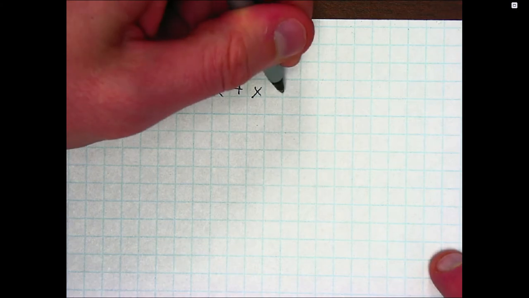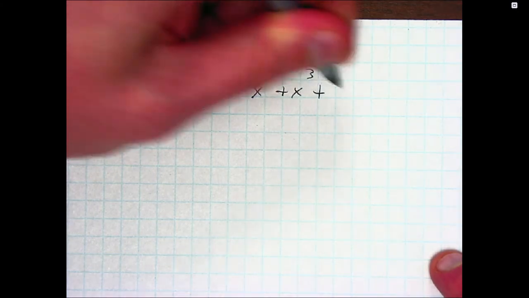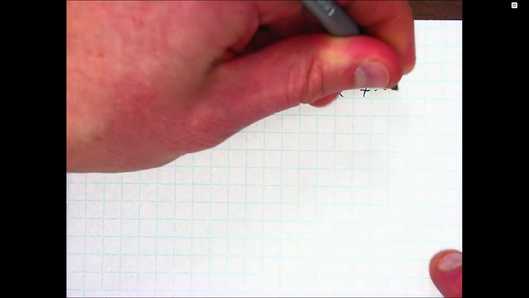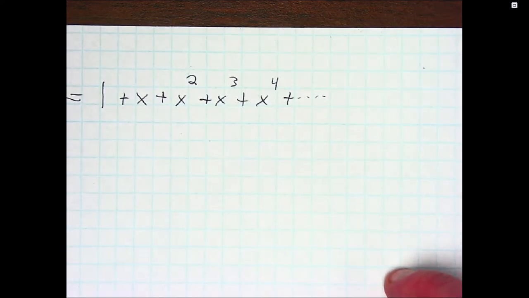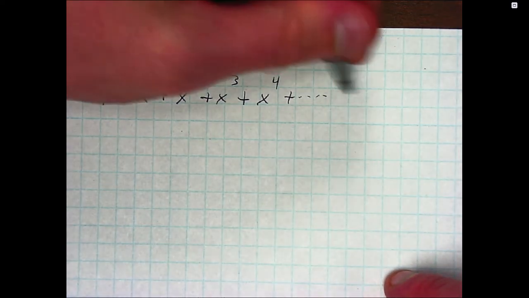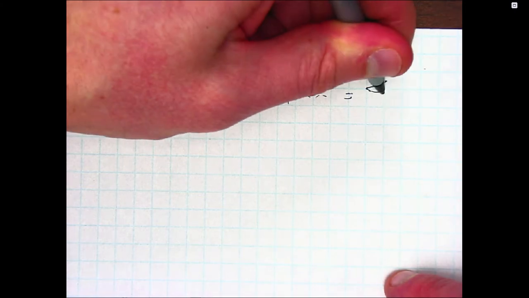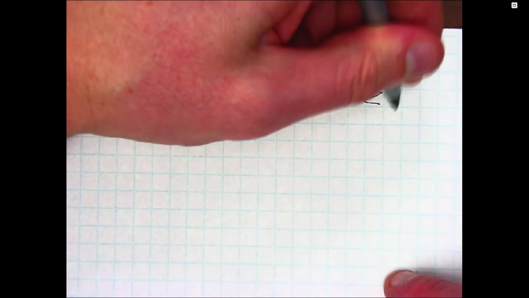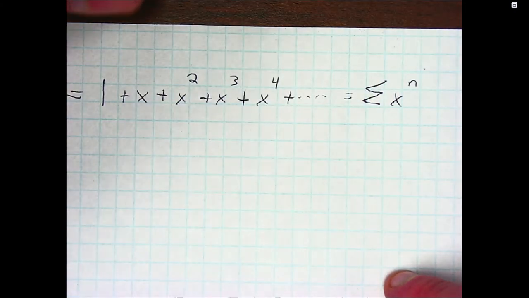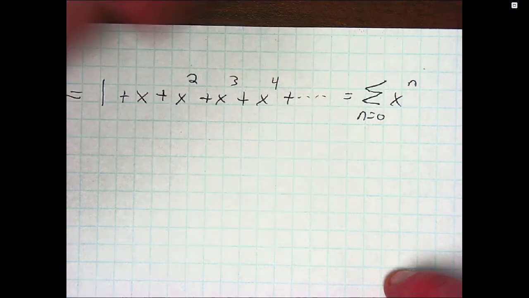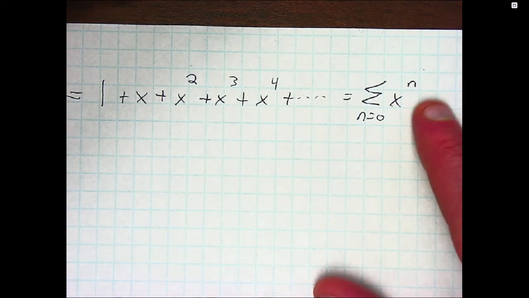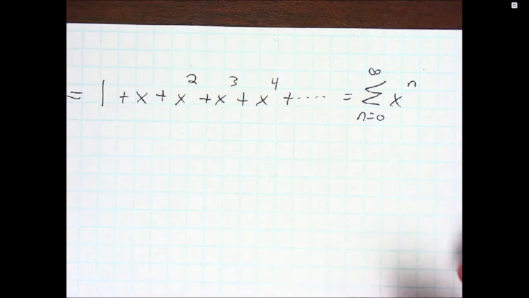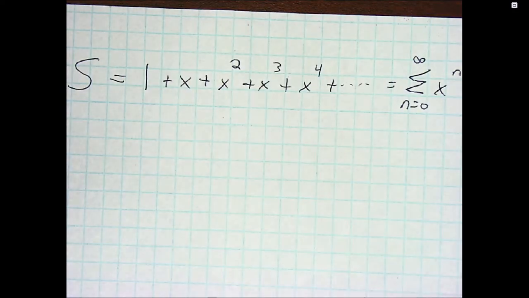So I'm adding up x, and then x squared, and then x cubed, and x to the 4th, and so on. We'll continue this forever. It's an infinite geometric series. And so using our sigma notation, it's a relatively simple pattern. It's just powers of x. We're starting at x to the 0, right? Because x to the 0 is 1, and we're just going forever.